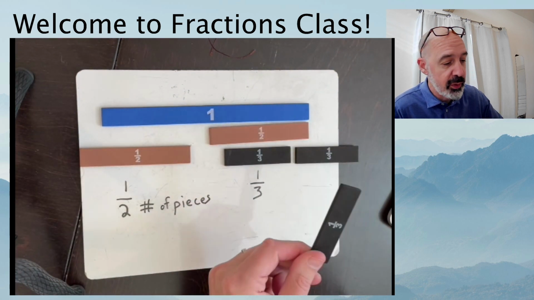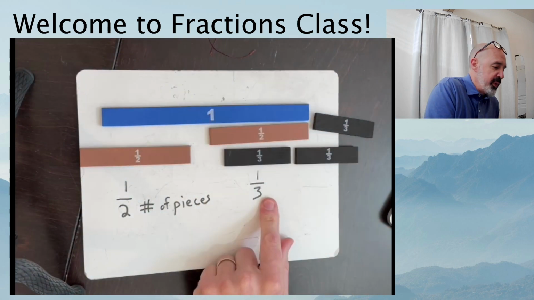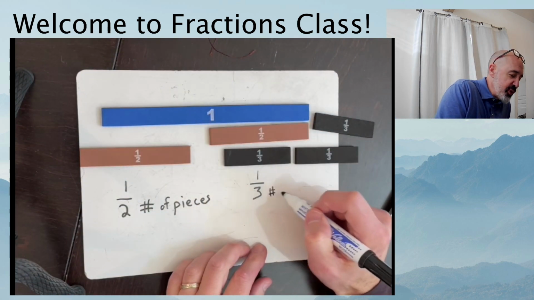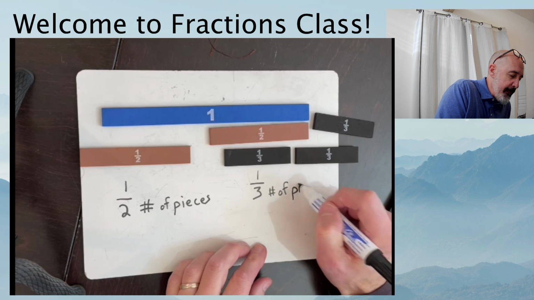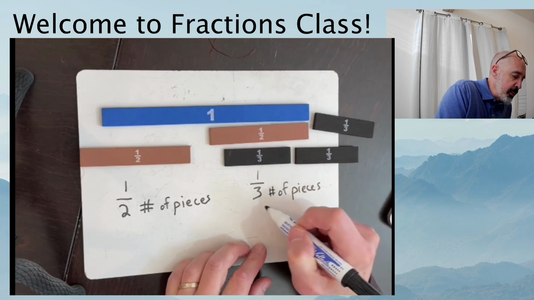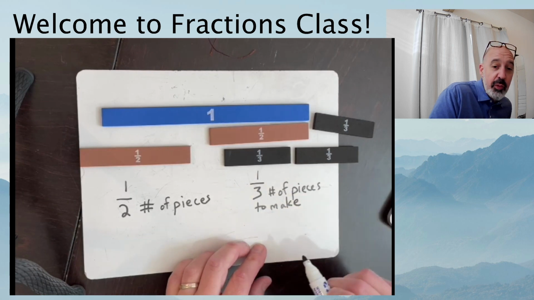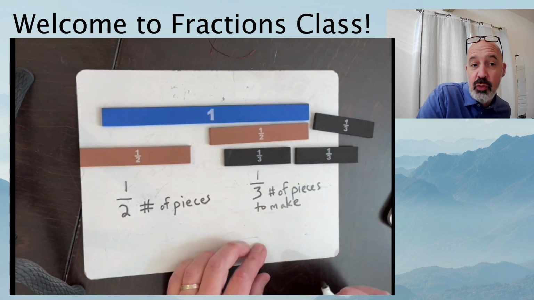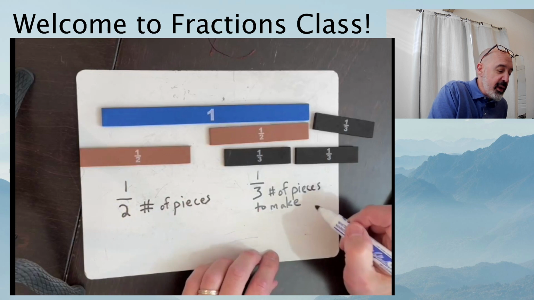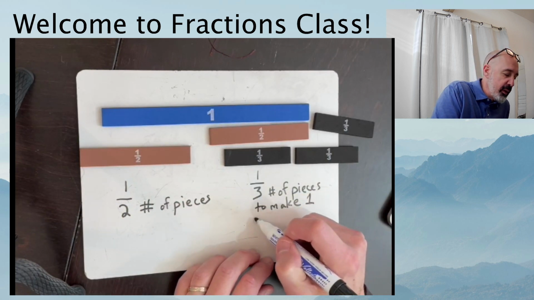make 1 whole? So we call them thirds, but this is the number of pieces. It's not just a random number of pieces, but it's the number of pieces to make. This is an important number, and this is why I began with the blue rectangle, to make 1 whole.